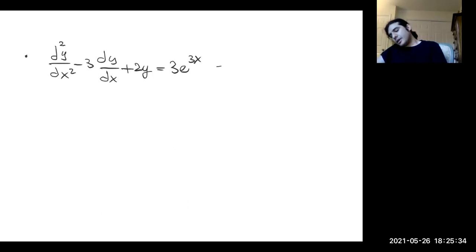So I'm looking for a very particular solution. Let's call that yp2 of x to this equation. So what is the particular solution to this one? I want to guess what the solution to this equation is. So how can I guess? The idea is that, look at the right-hand side. On the right-hand side, we have e to the 3x, right?